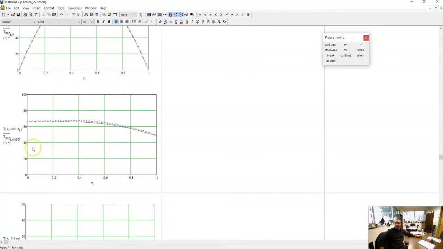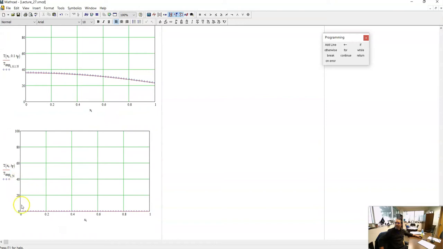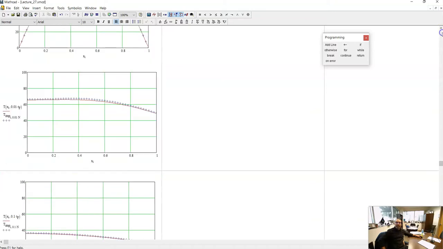And this is the solution after 100 seconds, after 1,000 seconds, and after 10,000 seconds. The solution has gone down all the way to 0. So we can find out that the asymptotic solution is basically 0. And that makes sense because this problem is homogeneous on the boundary conditions and on the governing equation. So there's nothing to bring it out of 0 in steady state.